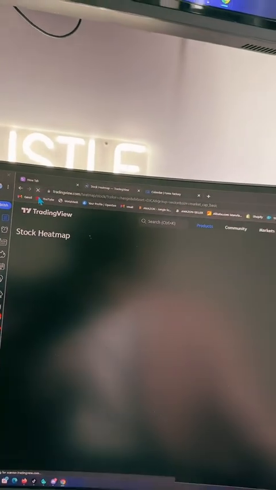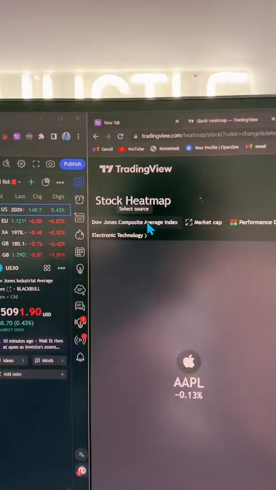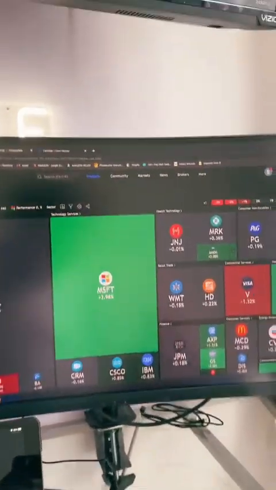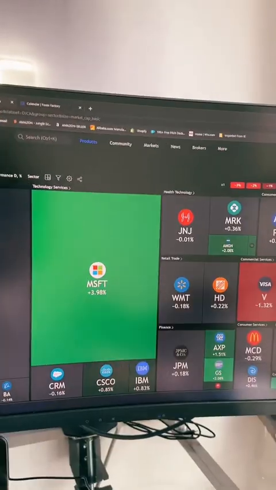I'm going to refresh it. Make sure you're on Dow Jones Composite. Now look at this heat map. This is when there's imbalance in the market. Some news is good, some news is bad. Traders don't know what to do. You have to remember that the market's based on sentiment.